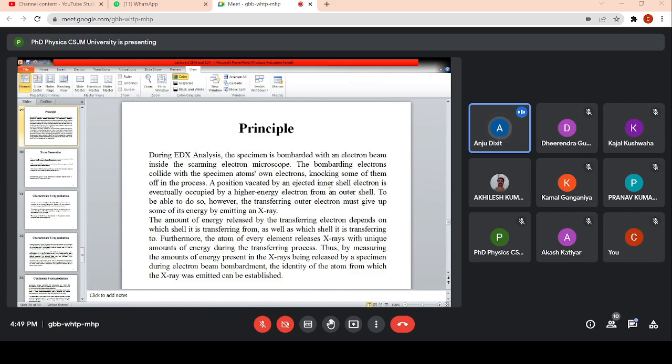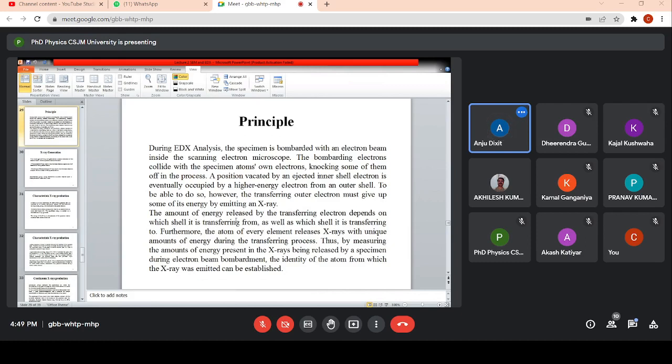A position vacated by an ejected inner shell electron is eventually occupied by a higher energy electron from an outer shell. To be able to do so, however, the transferring outer electron must give up some of its energy by emitting an X-ray. The amount of energy released by the transferring electron depends on which shell it is transferred from.